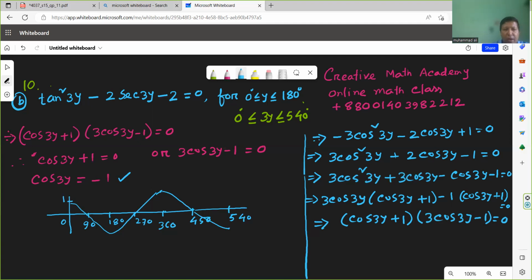So we can write 3y equals 180 degrees and 540 degrees. That means cos 3y is minus 1 when the angle is 180 degrees and when the angle is 540 degrees. We want the y value, so y equals, if we divide 180 by 3, 60 degrees. The other one is 540 divided by 3, which is 180 degrees. So this is the result for y when cos 3y equals minus 1. Now the second part.